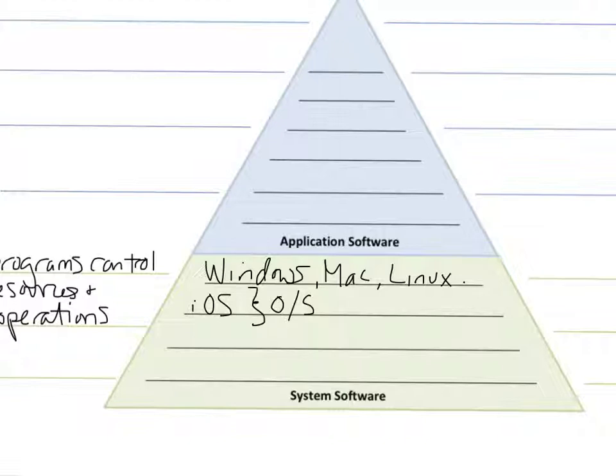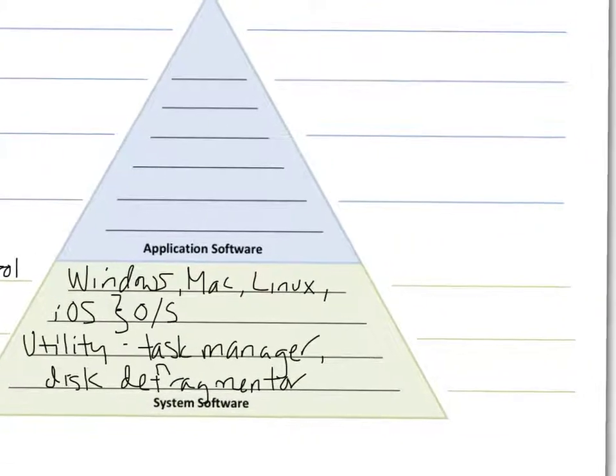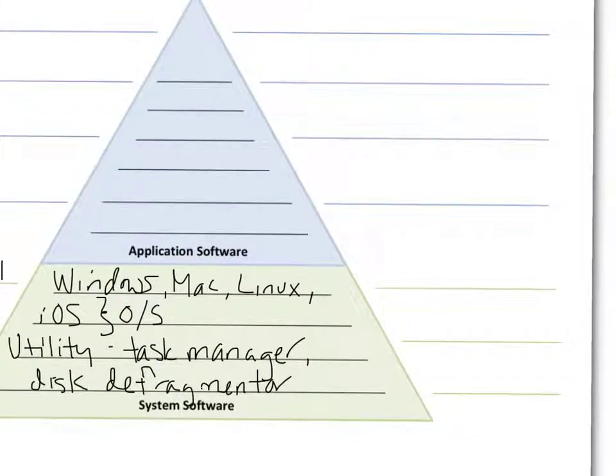Name a utility for me. The book says one. Does anybody have a utility down? How about the task manager? That's where you can go and see what is actually running on your computer. And how about the disk defragmenter? That's the one that the book mentions. Those are utilities, yep. Now there's also language translators, and I'm just going to put them on the outside over here.